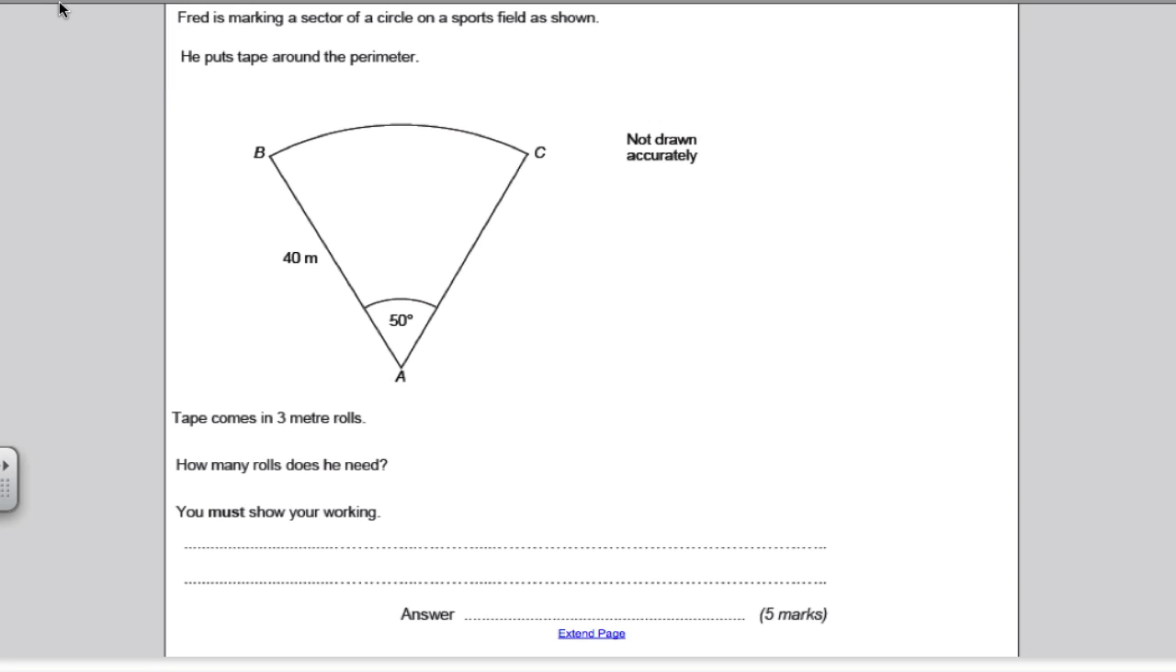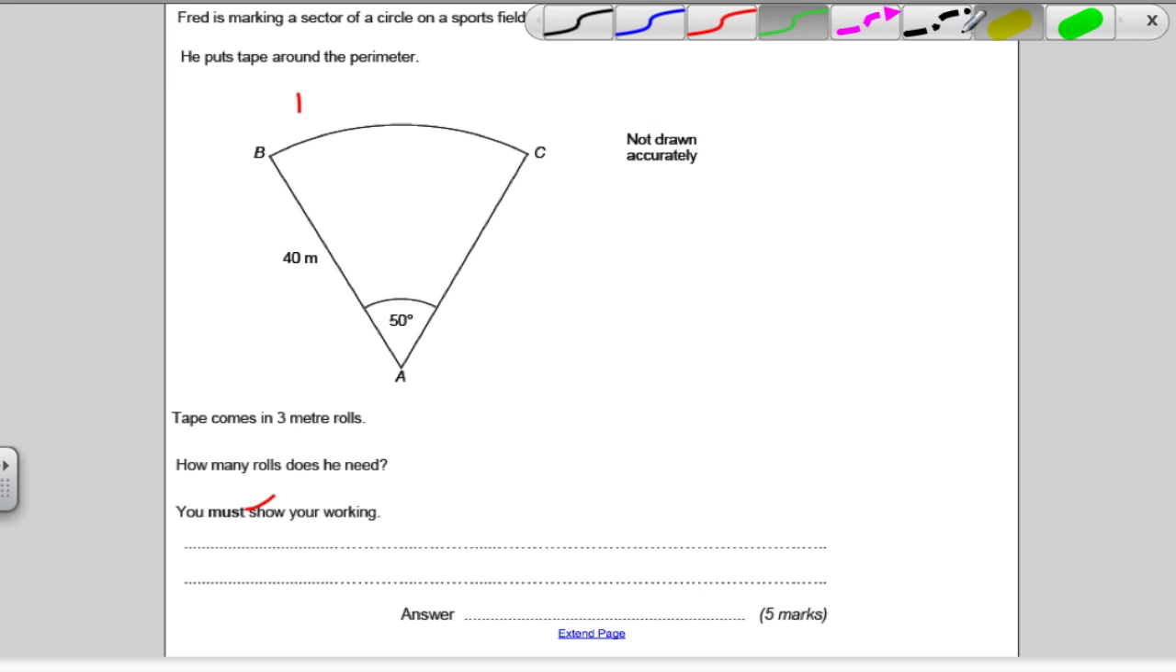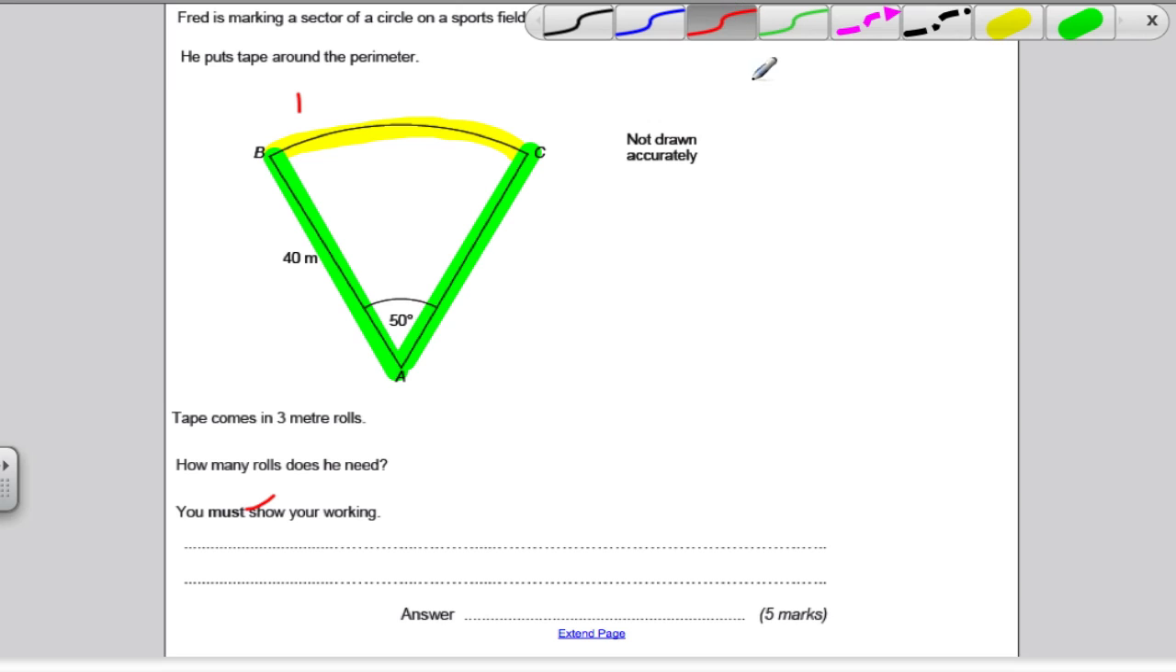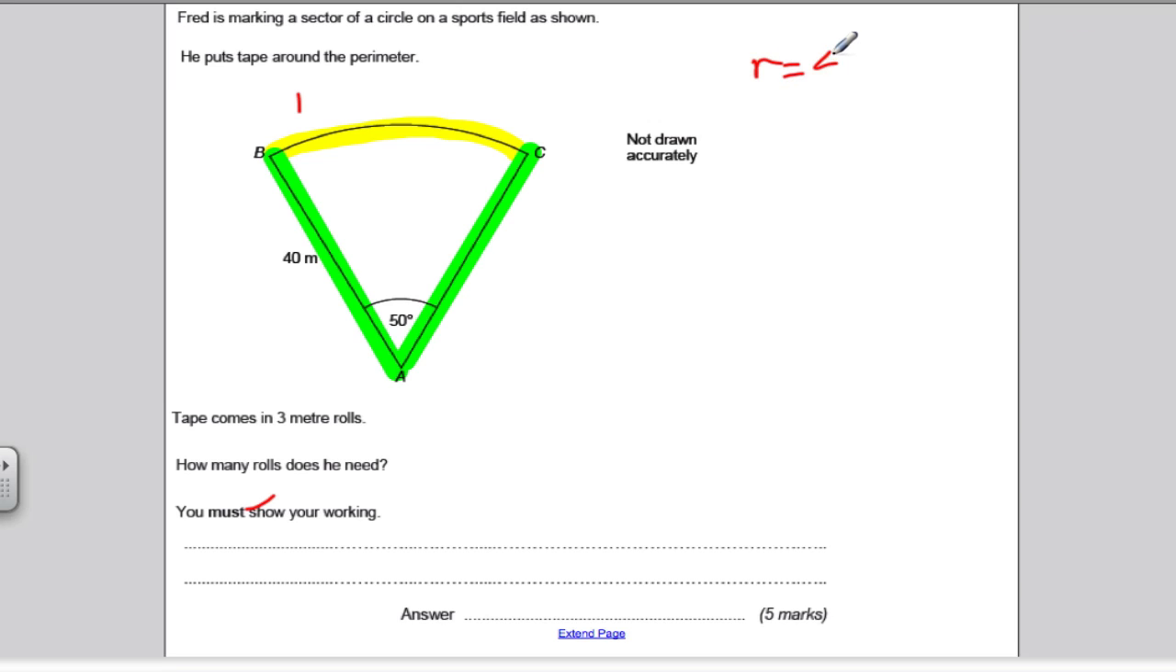Okay, Fred is marking a sector of a circle on the sports field. He puts tape around the perimeter. How many rolls does he need? For the perimeter, we're interested in this curved distance, but also the two radii added in there. So we've got a part of a circle. The radius is 40 meters, and we've got 50 degrees of the circle. So what is the distance around the circle?